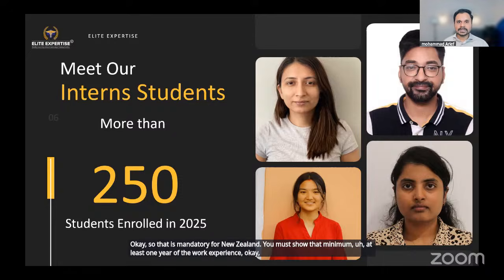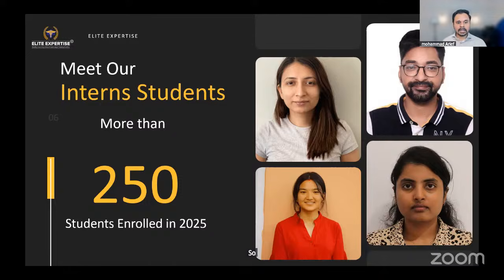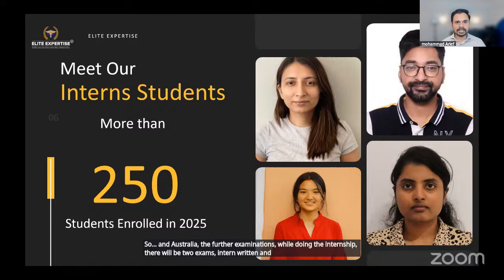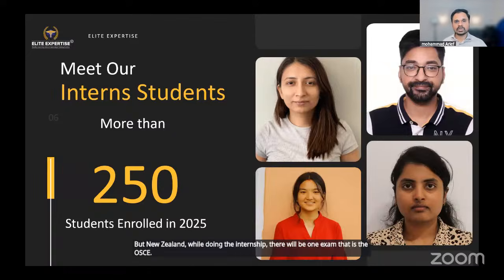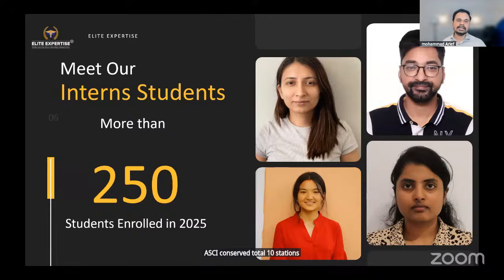As a pharmacist, only New Zealand will allow you to become a pharmacist in that country. In Australia, for the further examinations while doing the internship, there will be 2 exams, the intern written and the oral examination. But in New Zealand, while doing the internship, there will be 1 exam, that is the OSCE. The OSCE consists of a total of 10 stations. It's a 10-station OSCE exam. So these are the differences between Australia and New Zealand.